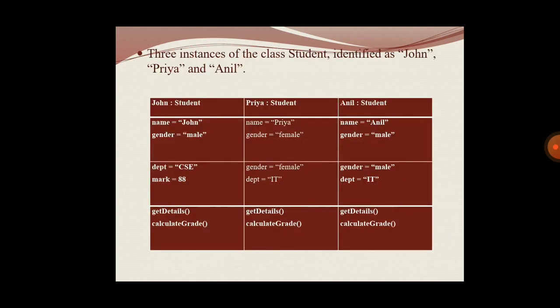This is an example that has three instances of the class student. In the student class, we have three instances, that is John, Priya and Anil, and the data attributes as well as the methods are available here.